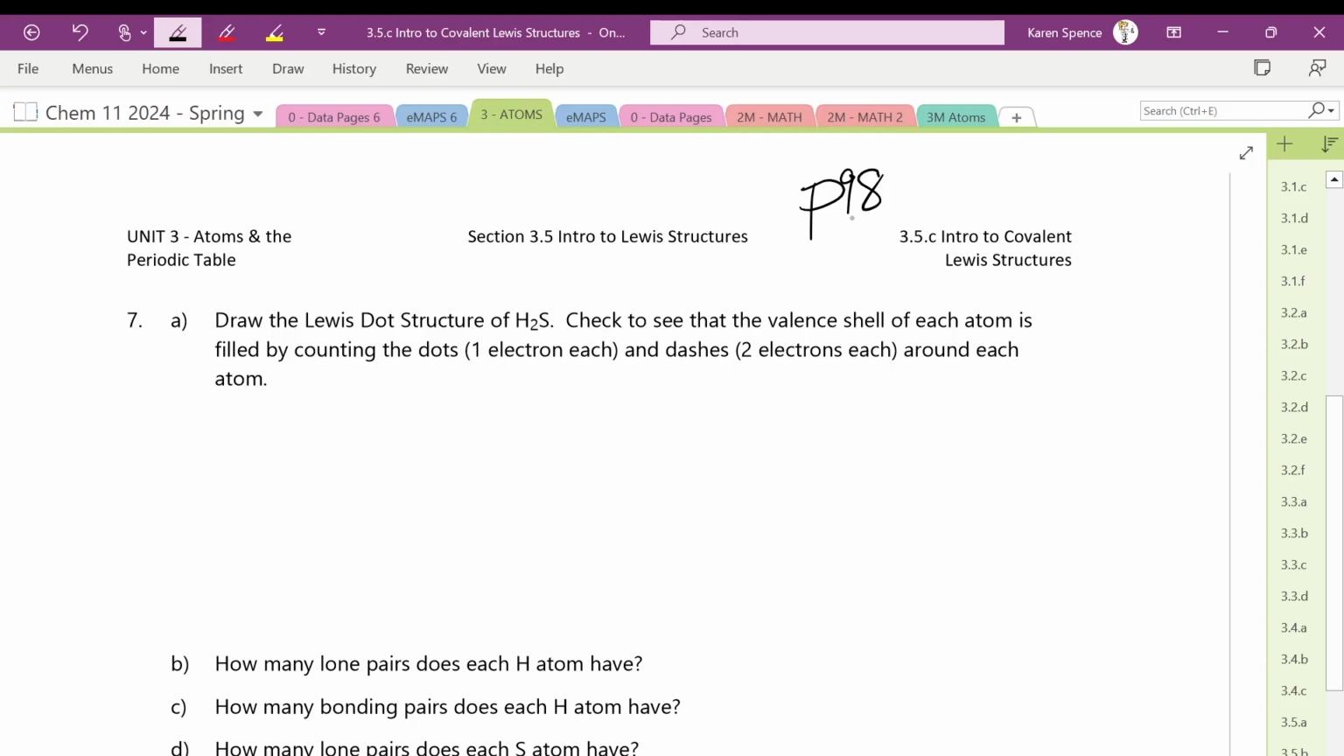Well, should we finish page 98? Go on to page 99. Yes.